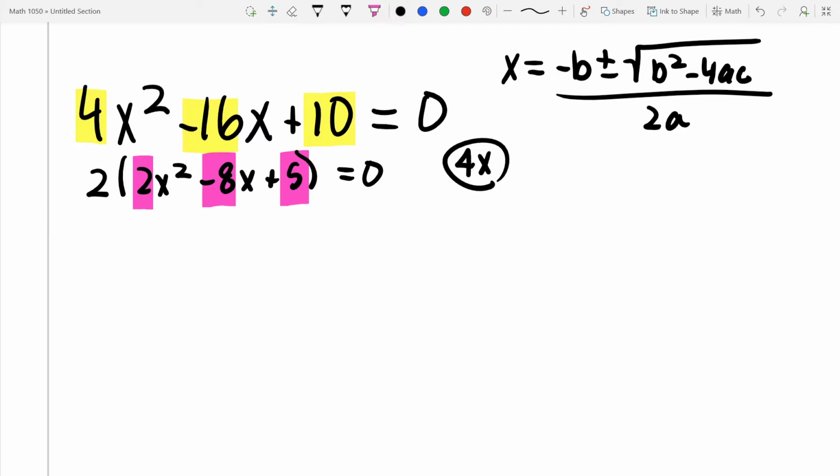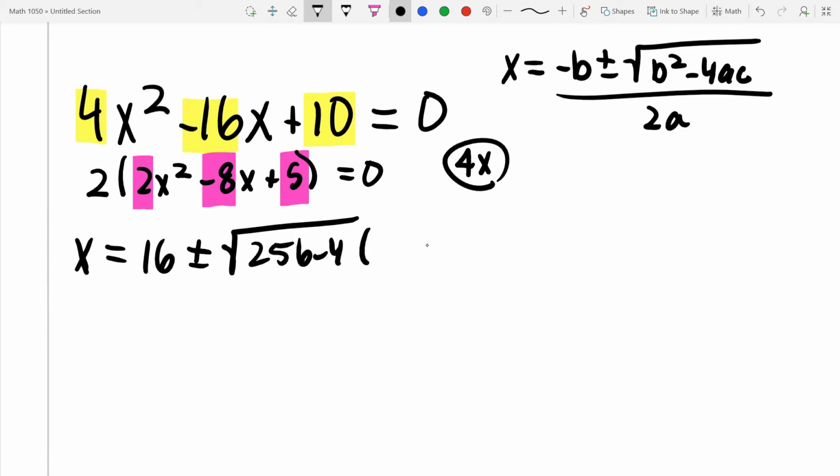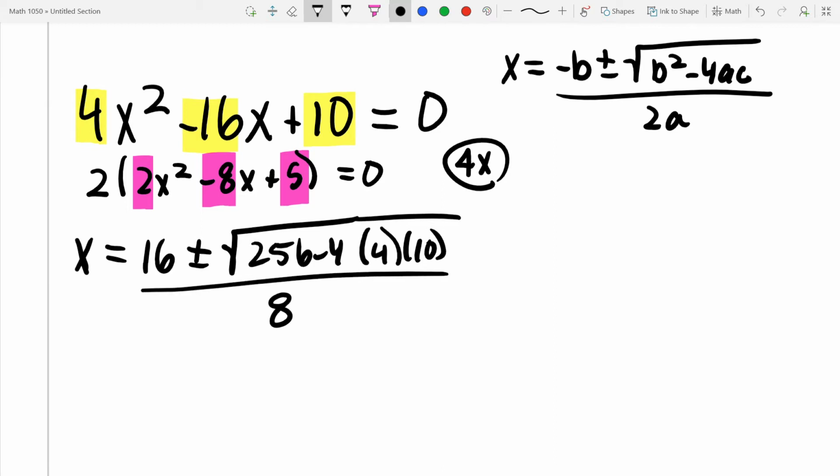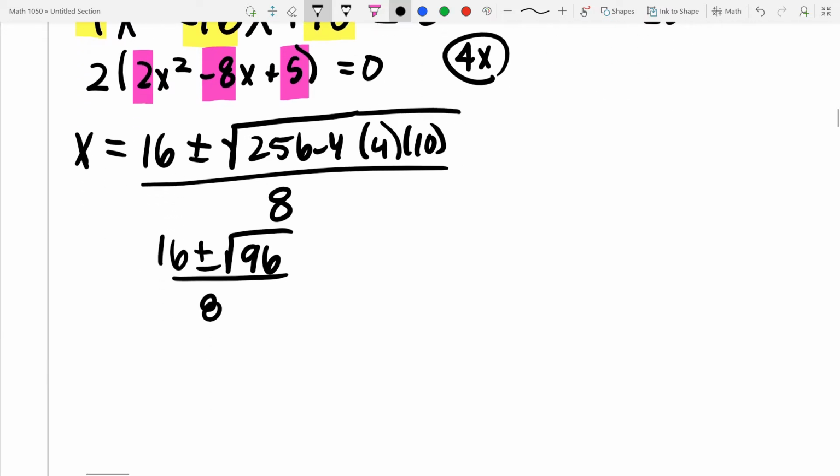Watch. X equals 16 plus or minus the square root of 16 squared, which is 256, minus 4 times a, which is 4, times c, which is 10, all over 2 times 4, which is 8. When I put that middle stuff into my calculator, I get 16 plus or minus the square root of 96 all over 8. Okay, I can't reduce, but I can simplify the 96.